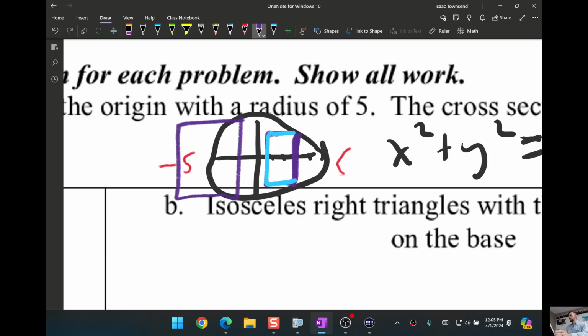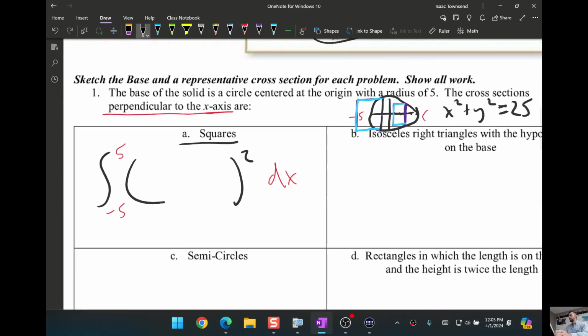Any cross-section square that I put perpendicular to the x-axis, again, this stuff is up in the air, I can see that the base length is from here to here and here to here. This is what we would call y. This is what we would call y. The base is 2y.